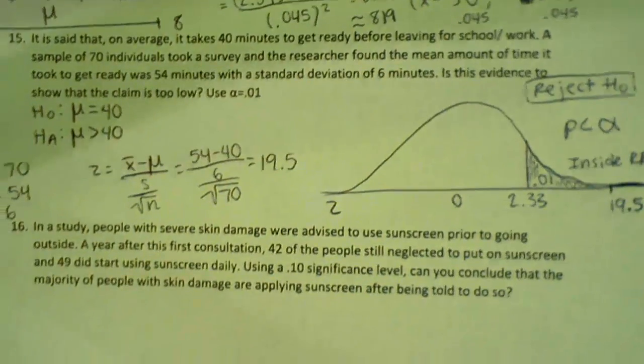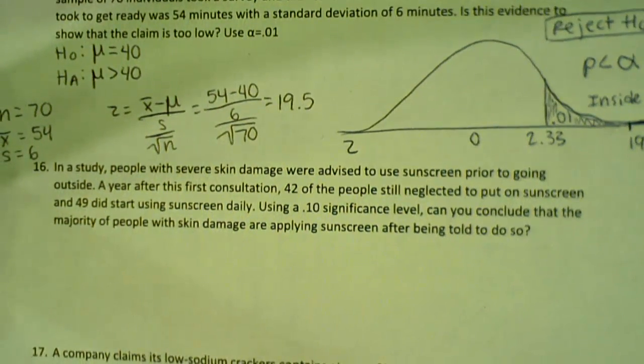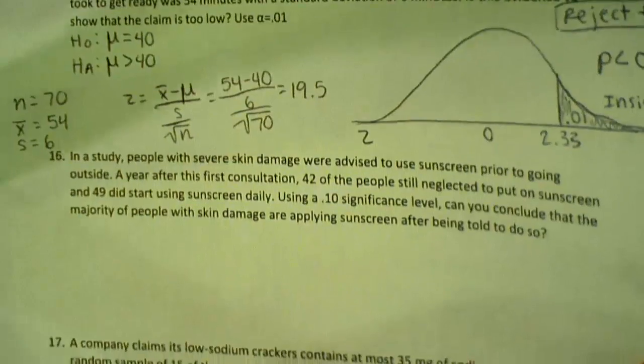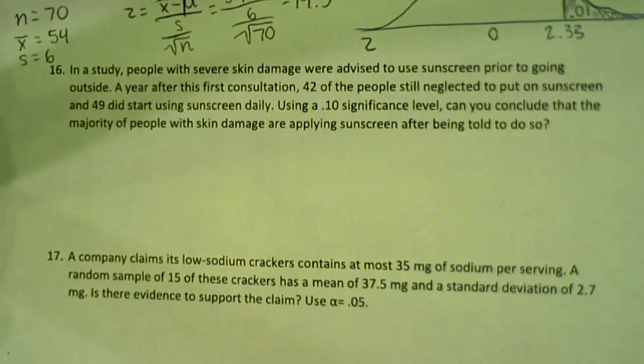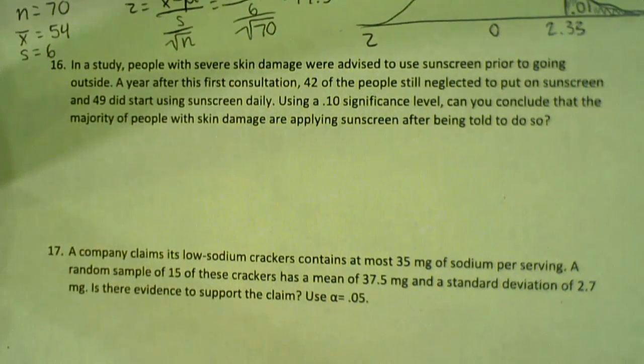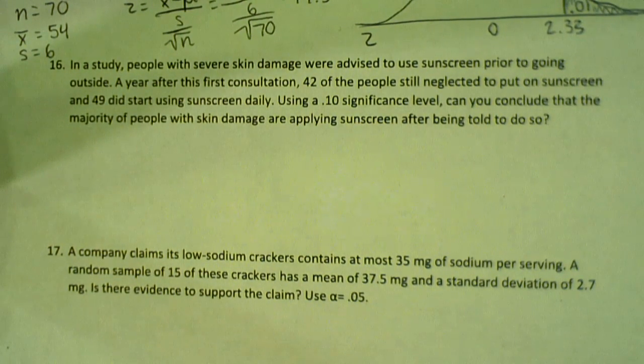Okay, next one. In a study, people with severe skin damage were advised to use sunscreen prior to going outside. A year after this first consultation, 42 of the people still neglected to put on sunscreen, and 49 actually did start using sunscreen. Using a 0.1 significance level, can you conclude that the majority of people with skin damage are applying sunscreen after being told to do so?